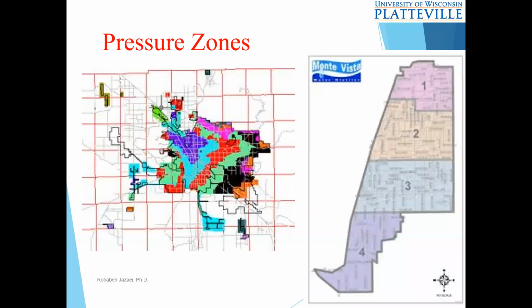It means the pressure in each area, based on the elevation, is different. But we want to experience the same pressure in every single house. We don't want to take a shower somewhere where the pressure is not good enough. That's why, as an engineer, we are going to design a piping system based on the pressure zones we have.